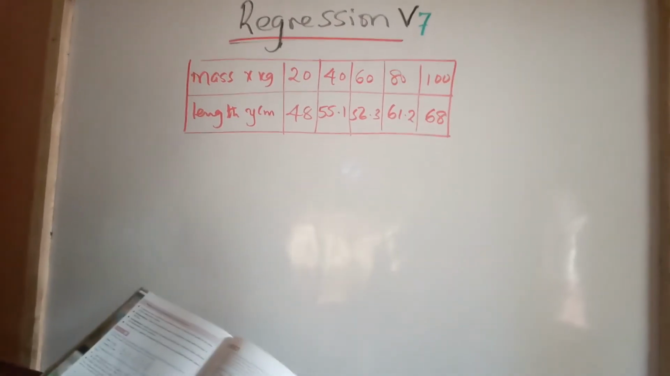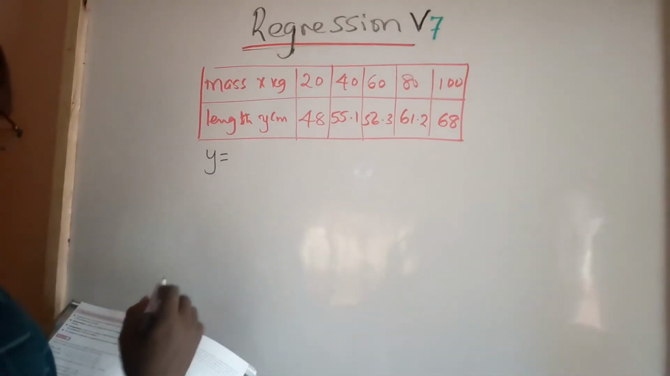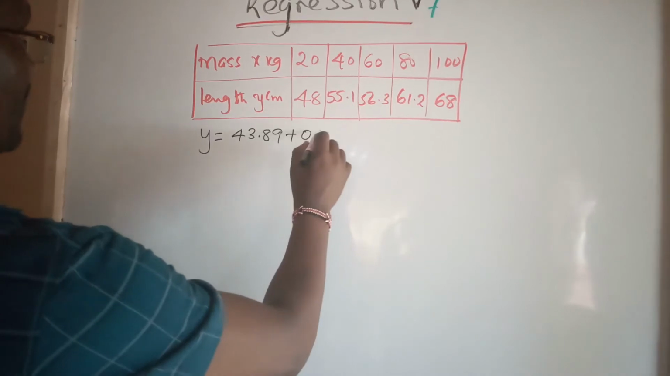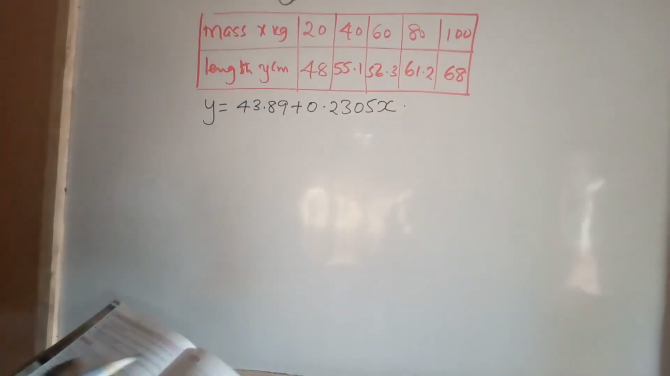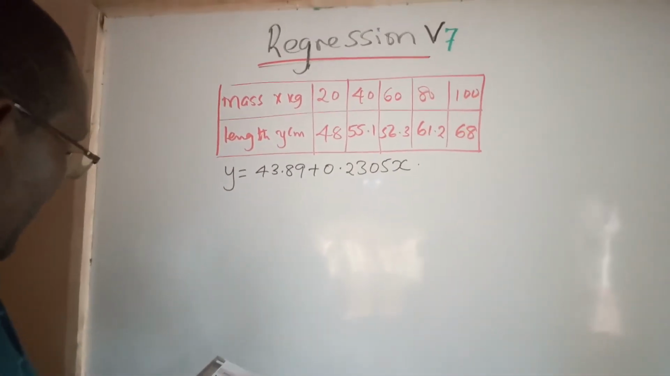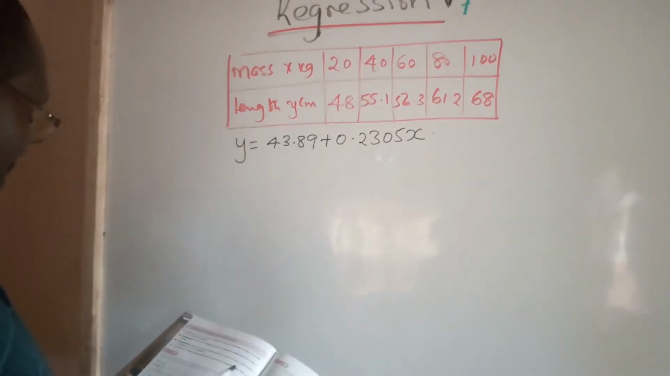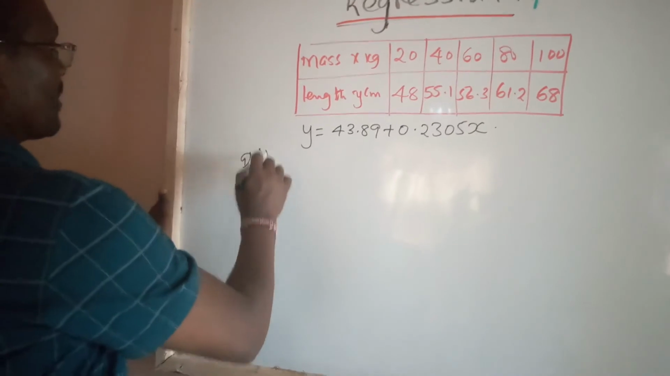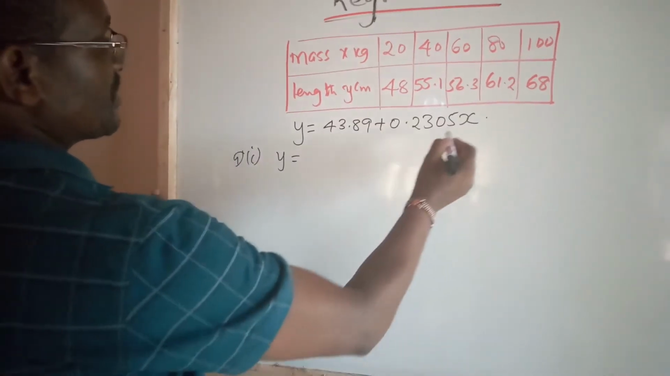I want us to just answer the question. The regression line for the data was found to be y equals 43.89 plus 0.2305x. That is the regression line. Find A, the value of y when the mass of 35 kg is placed. Part A, Roman 1, the mass x is 35, we just need to substitute x in the equation of regression.